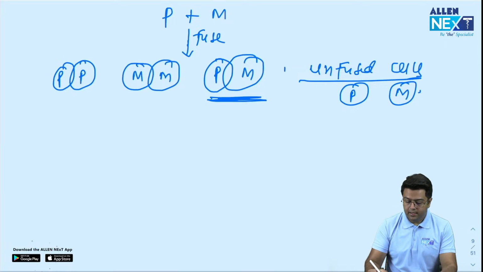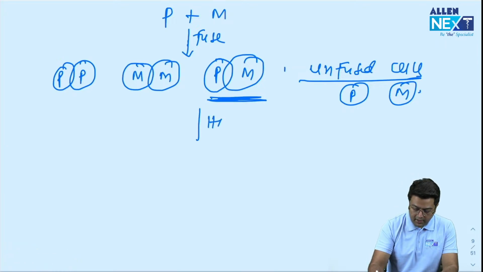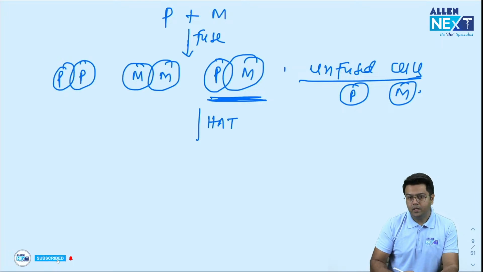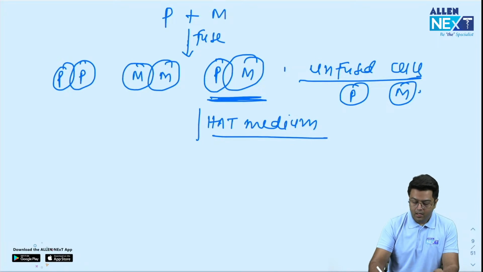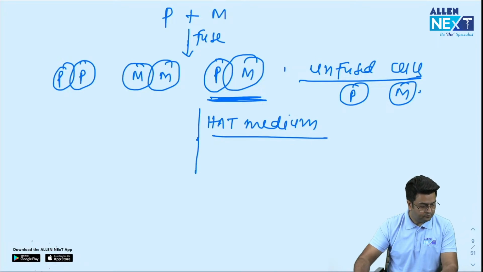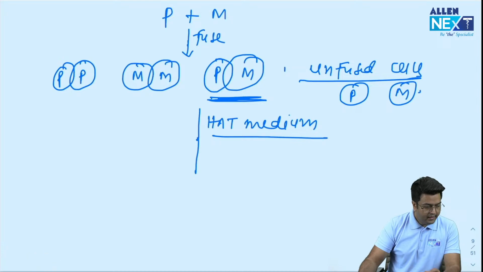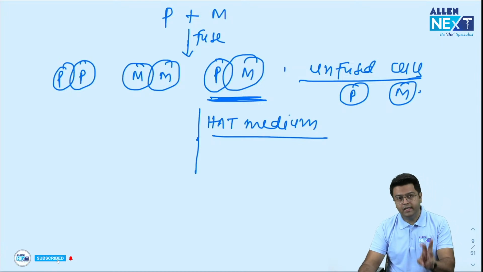So to select these cells, I'll be using a medium called the HAT medium. So I'll be putting them in the HAT medium. Now guys, in the HAT medium we have three things: H for hypoxanthine, A for aminopterin, and T for thymidine.